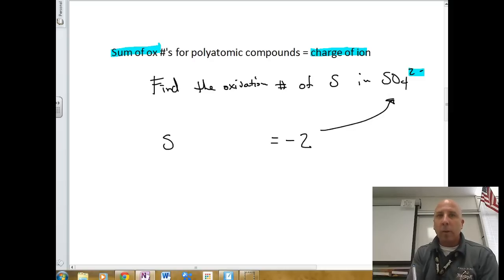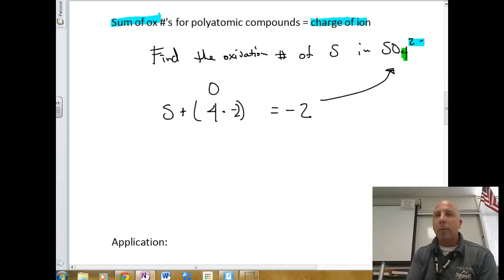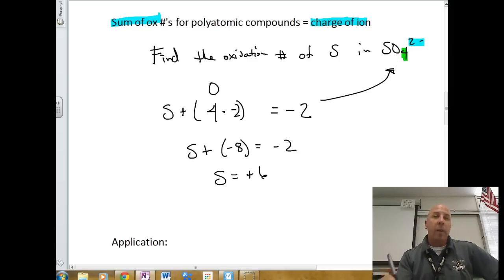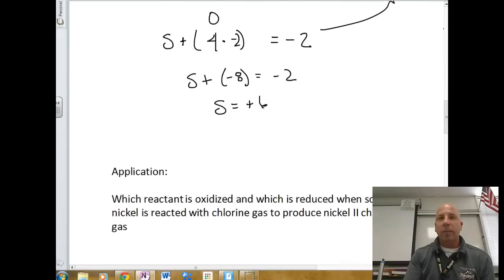And so it's going to be sulfur plus, this is for oxygen, we have 4 oxygens. You can see 4 oxygens right there. And we're going to multiply that by the oxidation number of oxygen. In this case, it's -2. And so we're going to have sulfur plus -8 is equal to -2. Solve it for sulfur. Sulfur is equal to +6. And there's our answer. So we'd say the oxidation number in this case of sulfur is +6.